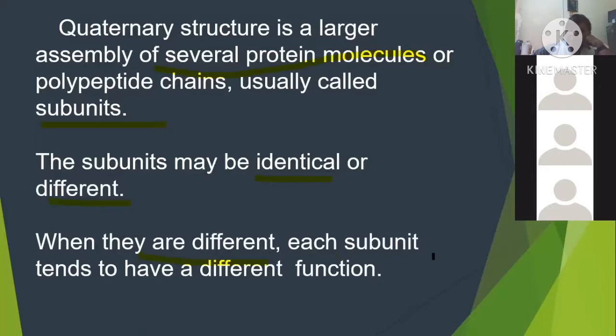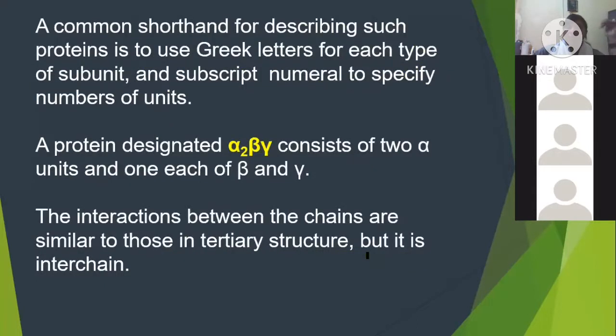When they are different, what is the purpose of having different polypeptide chains? It means each subunit tends to have a different function. Each of the subunits or each of the polypeptide chains has a function in the protein. That is why it has so many polypeptide chains present in it.